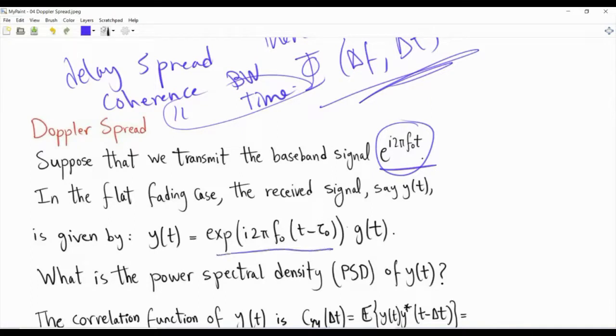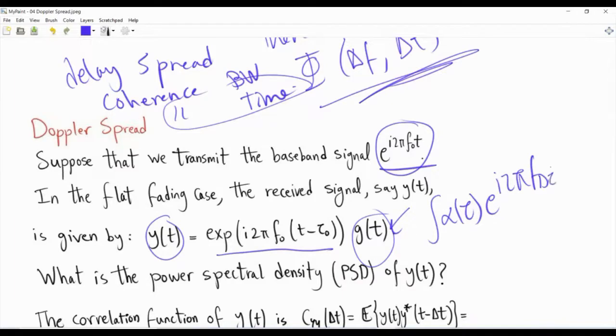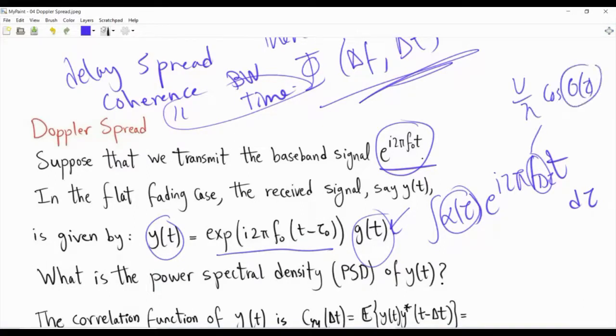So s of t is just this signal here, and it is multiplied by g of t, and now this is the received signal. We are interested in the power spectral density of the received signal. So basically, how does this signal look in the frequency domain? But because g of t is inside it, let me actually write it. So g of t is this thing, and it has random variables tau, it has random variables alpha, and this guy here has this theta.